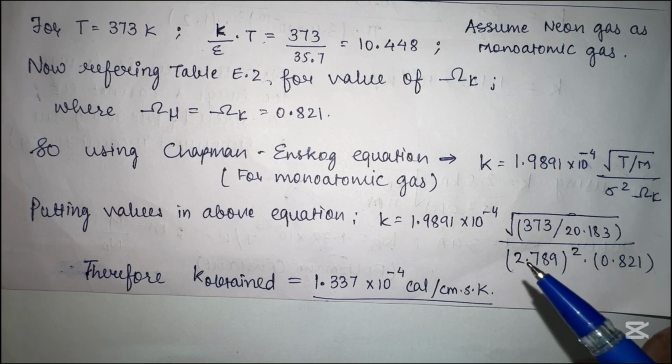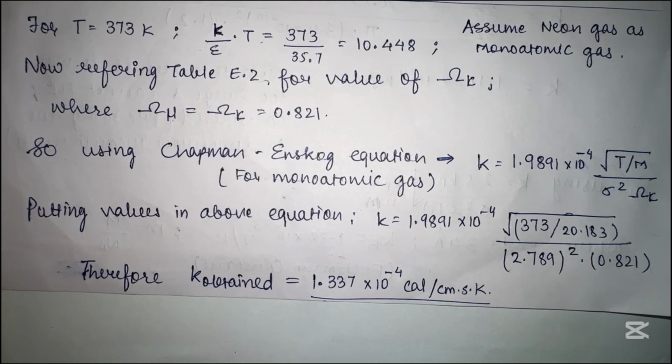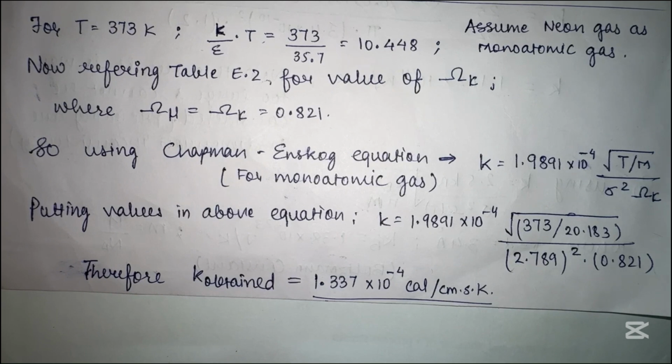Now we have to make sure that the values we are putting in this equation are in CGS units, as converting to SI units will make the equation dimensionally inconsistent. Therefore, the thermal conductivity at the given condition of 1 atmosphere pressure and 373 Kelvin temperature for neon gas, assumed to be a monoatomic gas, is 1.337 times 10 raised to power minus 4 calorie per centimeter second Kelvin.